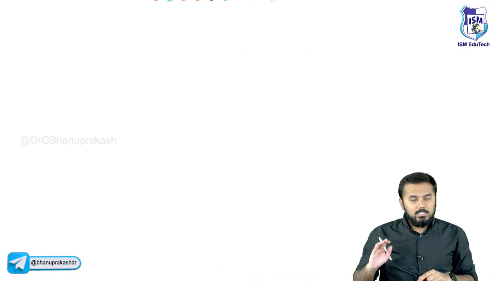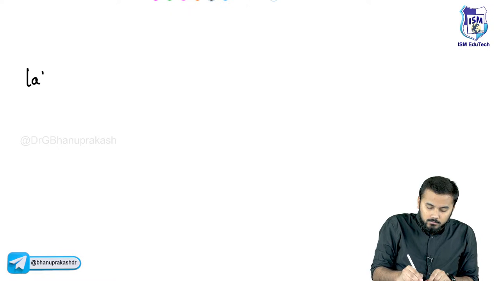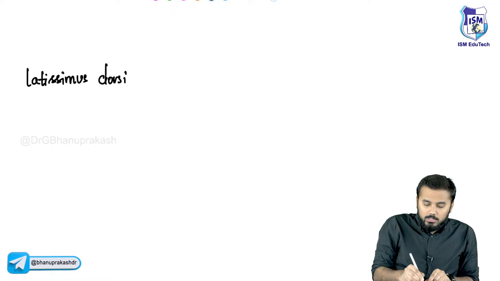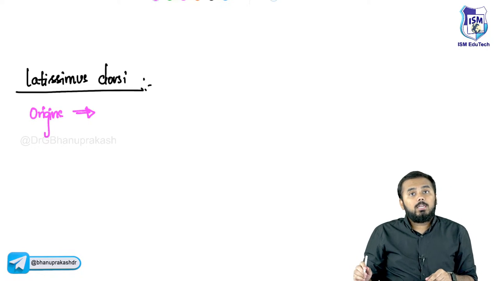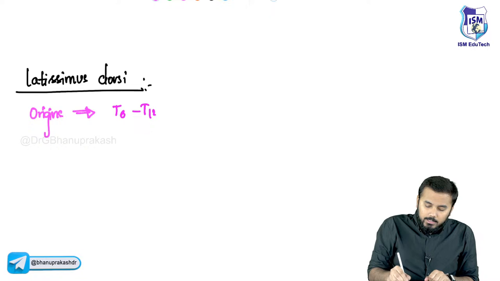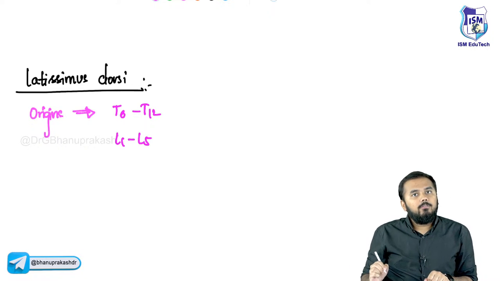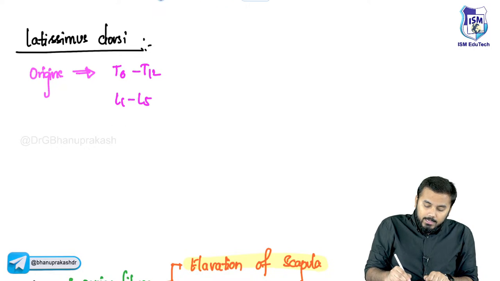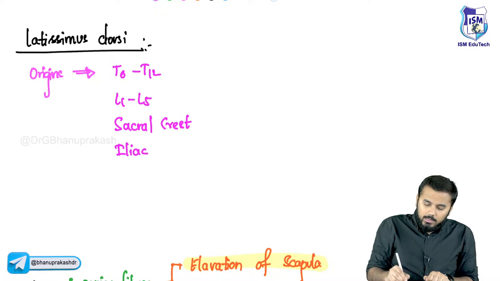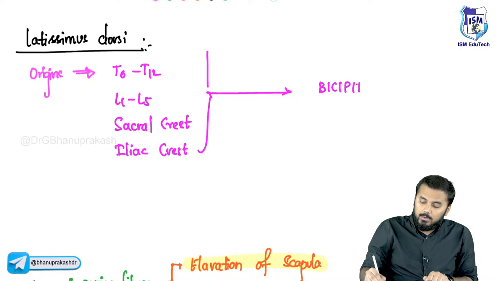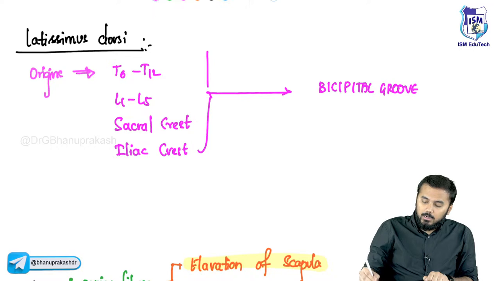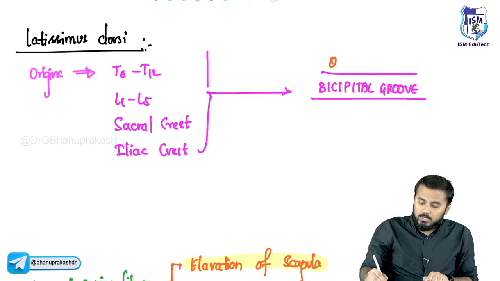Now let us write down the origins and insertions of latissimus dorsi. Guys, all of you are writing the notes, right? What can be the origins? I told you, from T6 till T12, then L1 to L5. Then we have the iliac crest and the sacral crest. Now, where is this muscle inserting? This muscle is inserting into the bicipital groove of the humerus. Very, very important. Most of the time, these questions are asked.